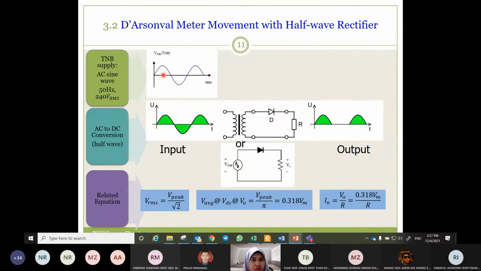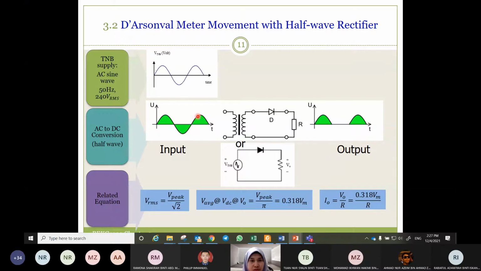This is the supply from TNB, an AC sine wave, 240 or 230 V RMS, an AC signal with 50 Hz. This is single phase, so this is AC to DC conversion halfway. So this is a half wave rectifier. After this, we will learn the full wave rectifier circuit. It is added to the PMMC so that the meter can read AC signal.